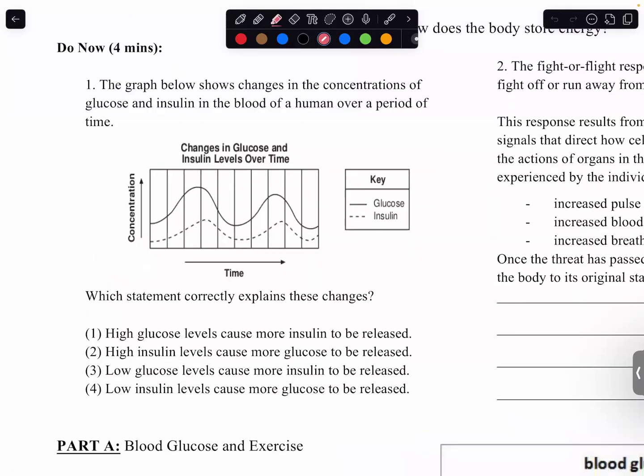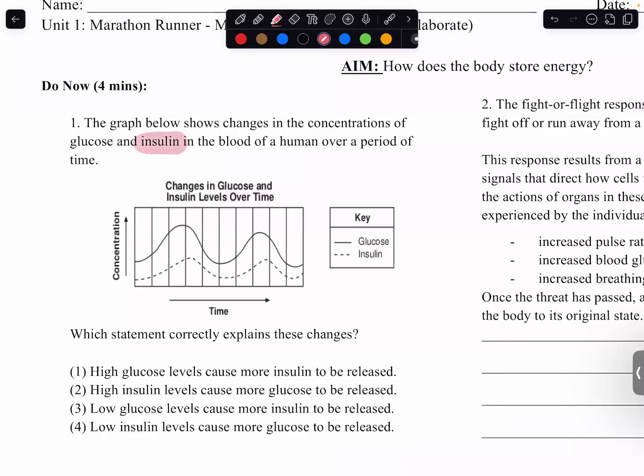It says the graph below shows changes in concentrations of glucose and insulin in the blood of a human over a period of time, right? And based on the lab that we did prior to this, we learned that insulin lowers blood glucose levels.